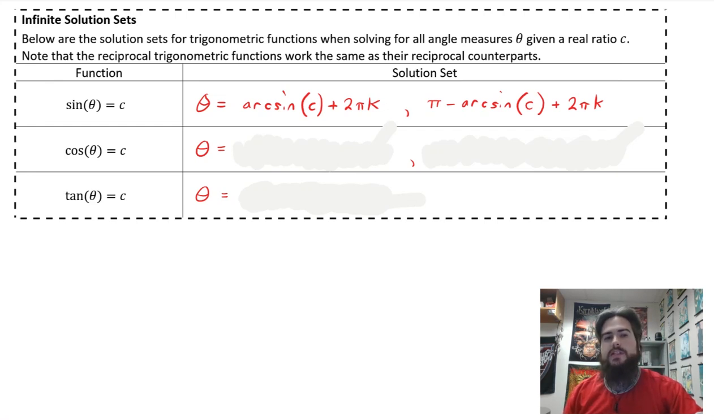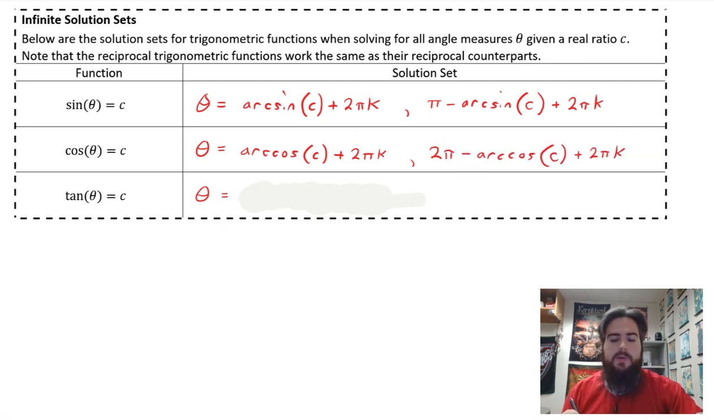The same applies when talking about arccosine. The first solution set for working with arccosine is simply just arccosine of that ratio plus 2 pi k. Again, k is an integer. However, the second solution set is made a little bit differently than the one for arcsine. The second solution set for arcsine is made by doing pi minus arcsine of that ratio c. For cosine, it is instead doing 2 pi minus arccosine of c. You could also consider this simply as negative arccosine of c plus 2 pi k.